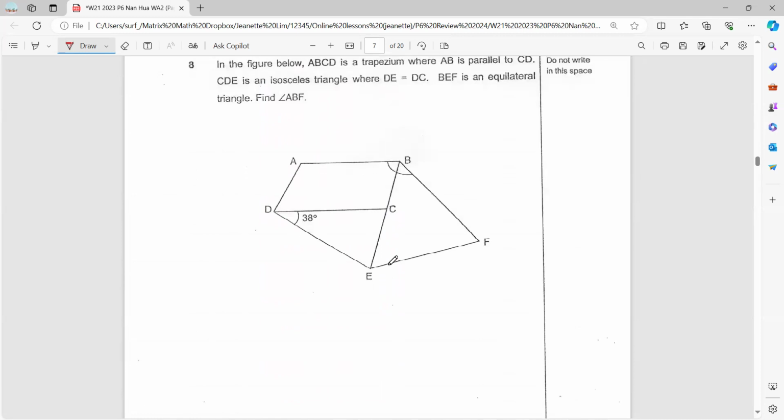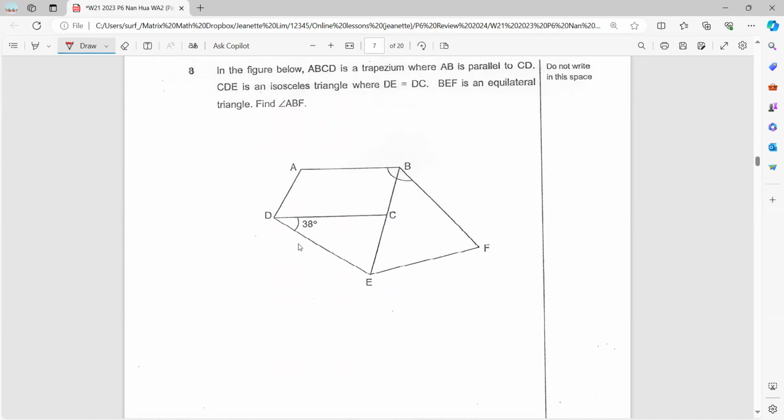Question 8. In the figure below, ABCD is a trapezium where AB is parallel to CD. Okay, trapezium. One pair of parallel lines, make sure you label them. AB and CD are parallel. Then you have an isosceles triangle, CDE, where DE is equal to DC. Okay, so let's label. BEF is an equilateral triangle. Okay, we have equal sides as well, equal angle, 60, 60, 60. Find ABF, this angle marked here. So take note, this is not a parallelogram, okay? It's a trapezium.